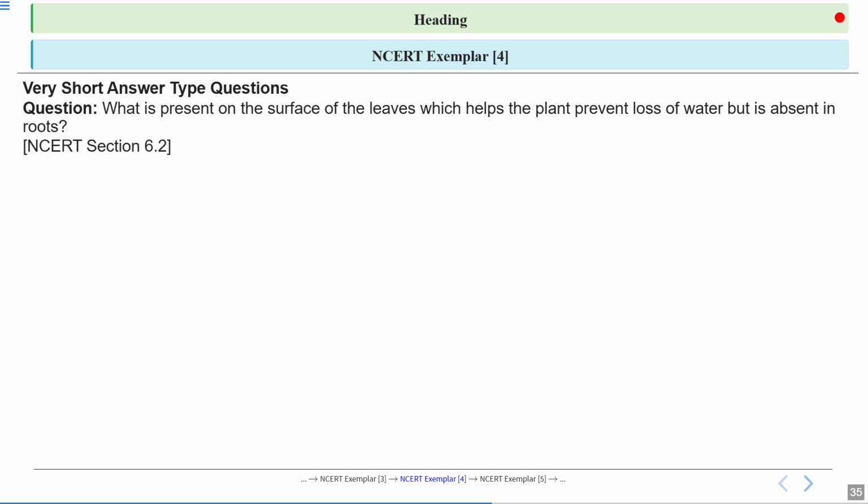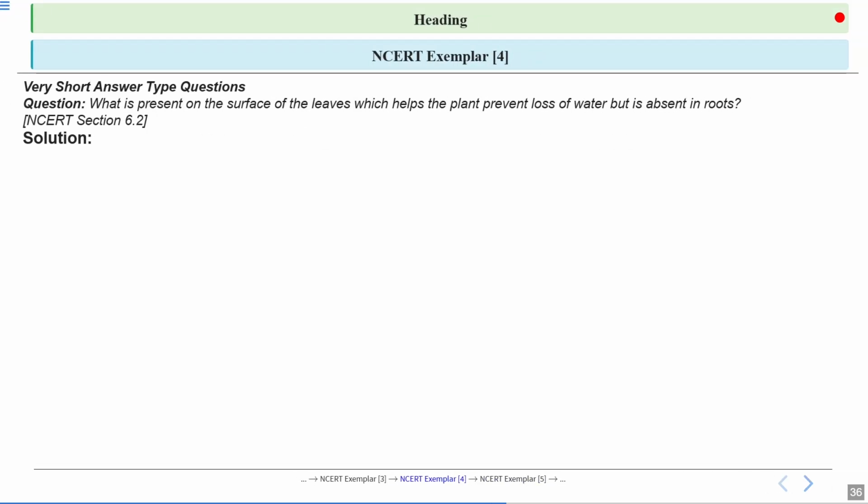Next question. What is present on the surface of the leaves which helps the plant prevent loss of water but is absent in the roots? This question is coming from the NCERT section 6.2. Thinking process. Plants lose water from the body through transpiration. There is a transpiration, right? When sunlight is falling directly on the plants, the water comes out from the leaf surface because they have the stomata, right? So they lose the water.